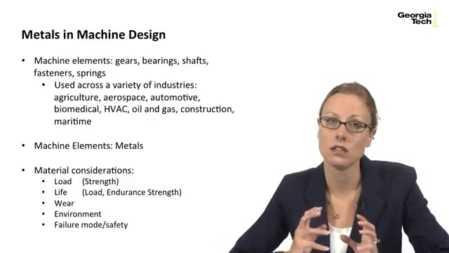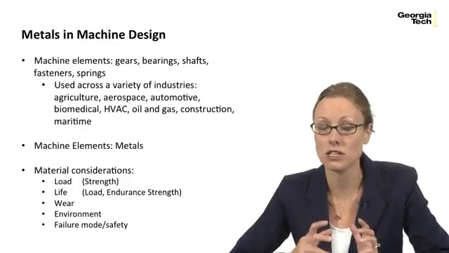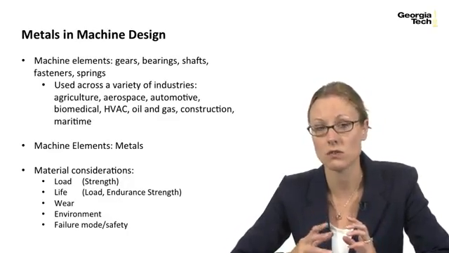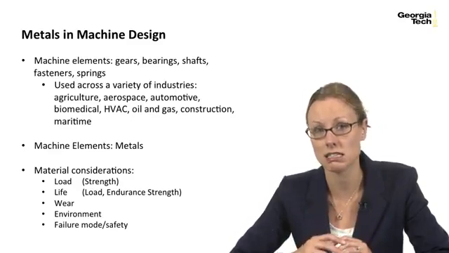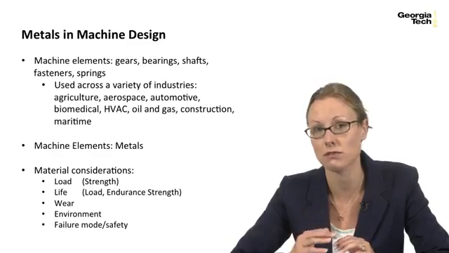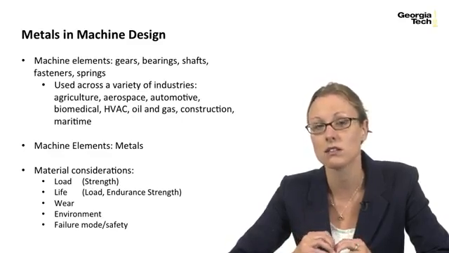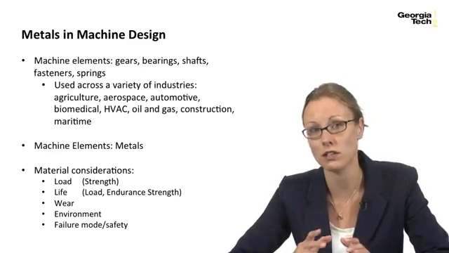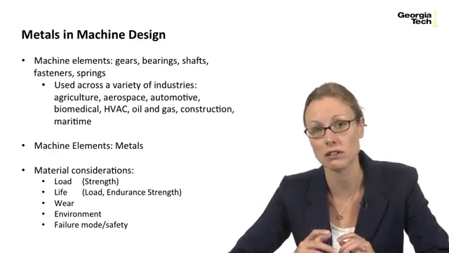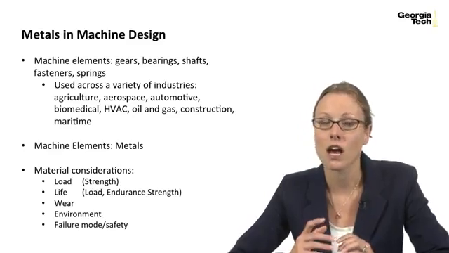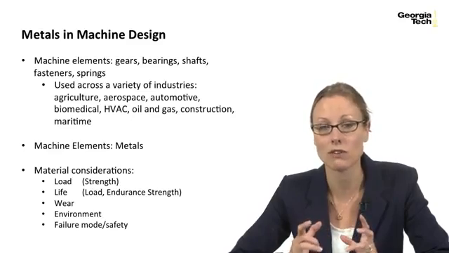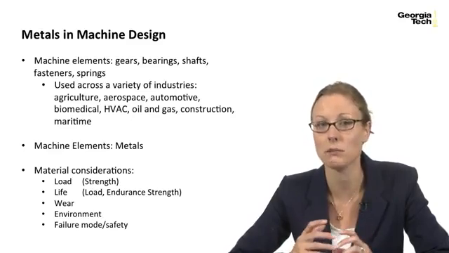So this course focuses on machine elements, and specifically in parts 2 and 3 in this course, we're going to focus on the analysis and design of specific machine elements such as gears, bearings, shafts, fasteners, and springs. These components are used across a variety of industries, including agricultural, aerospace, automotive, oil and gas, and maritime. And when you look at the machine elements such as gears or shafts throughout these industries, they're almost predominantly metal.